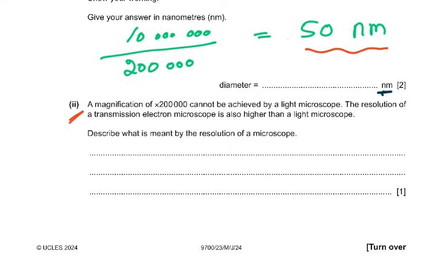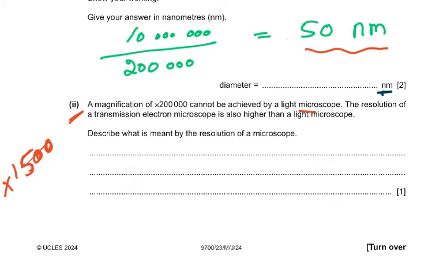Then coming to part 2, magnification of 200,000 cannot be achieved by a light microscope. The maximum useful magnification is x 1500. I said maximum useful magnification. So useful magnification means you can magnify more, but it will be blurred. So you're not going to see it any clearer, or you're not going to see any more details. Clear also is a word which you cannot use. So a magnification of 200,000 cannot be achieved by a light microscope.